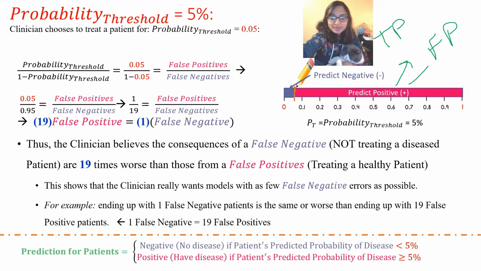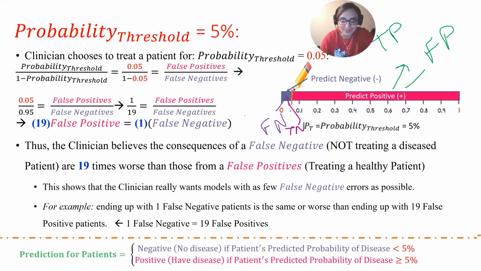And when you're predicting based on this threshold here, you could either land up with a false positive or a false negative. So by having this threshold of 5% here, you're really trying to limit the chances of a false negative as much as possible, even though the chances of a false positive go up from this prediction of positive. So that's what this probability threshold of 5% means here. A false negative is 19 times worse than the consequences of a false positive.